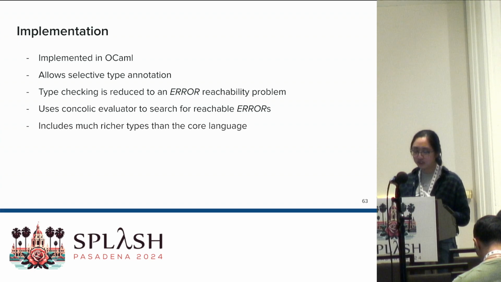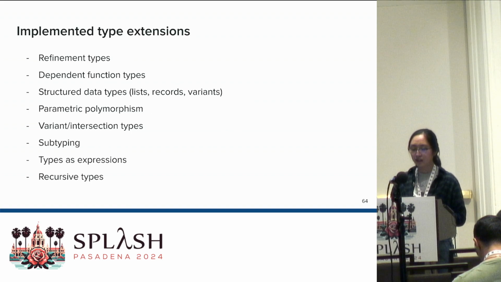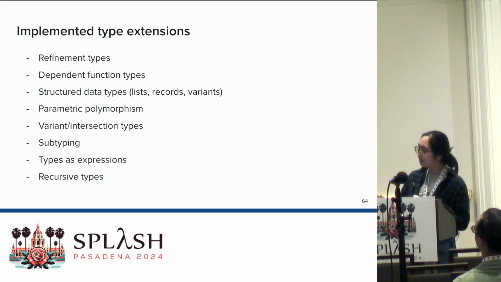Also, the actual implementation includes many more types than the core and the one extension we just presented. The full list of additional features are laid out on the slide. As you can see, we've managed to capture some pretty complex types using our theory. Proving completeness and soundness for all of these features and their synergies are part of our future work.